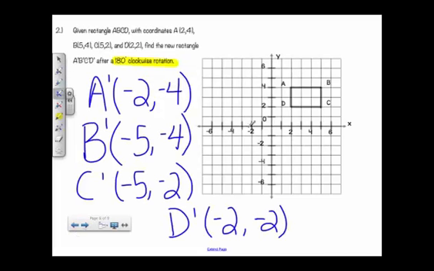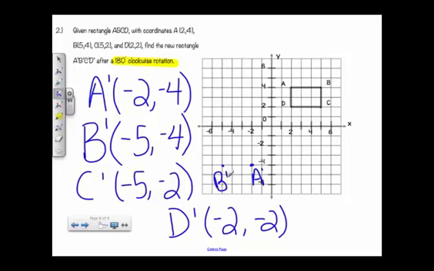So A prime was -2, -4. So this is where my new coordinate is going to be for A prime. B prime was -5, -4. C prime, you know what, I should label these first. So this right here is A prime, and this right here is B prime.